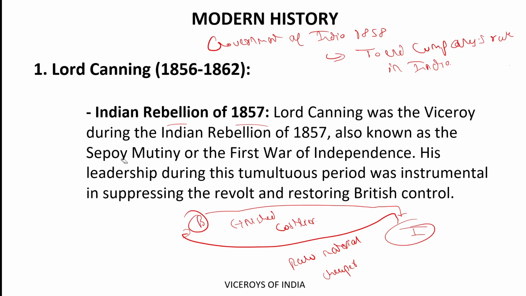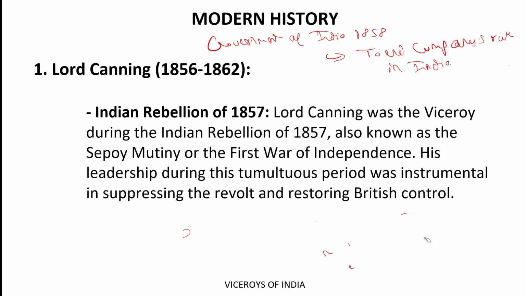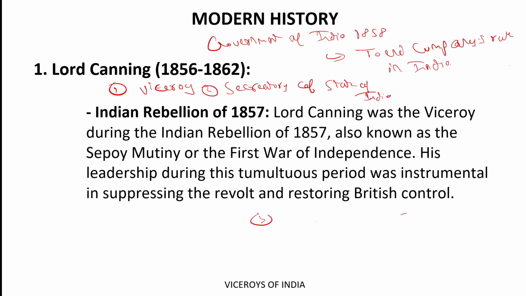and this established several things. First was the Viceroy. Second was the Secretary of State for India. And third was the British Crown as the powerful figure. Okay, so the first thing established was the Viceroy.